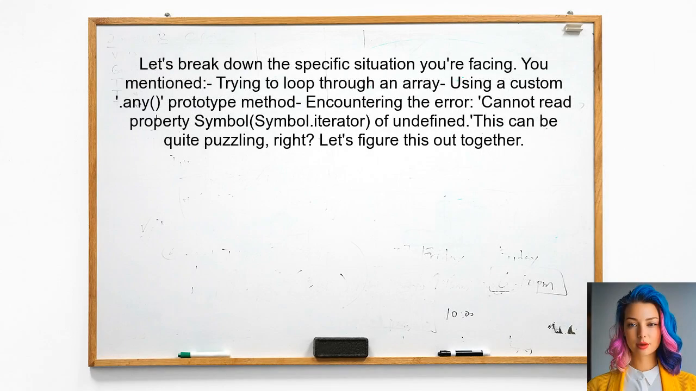Let's break down the specific situation you're facing. You mentioned trying to loop through an array using a custom any prototype method, but you're running into an error that says cannot read property Symbol.iterator of undefined. This can be quite puzzling, right? Let's figure this out together.